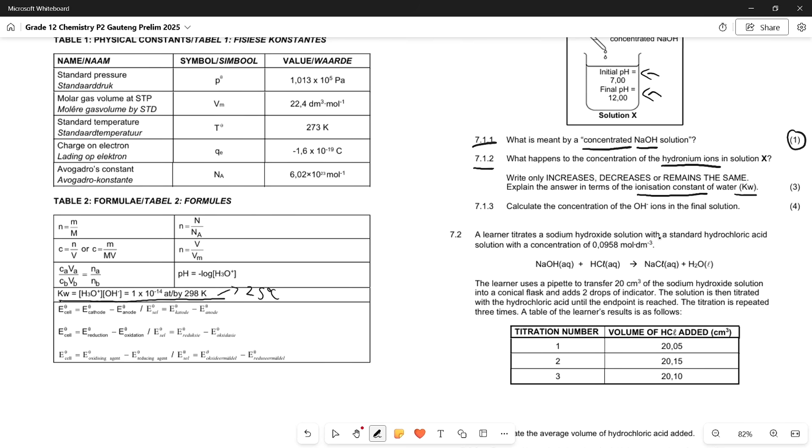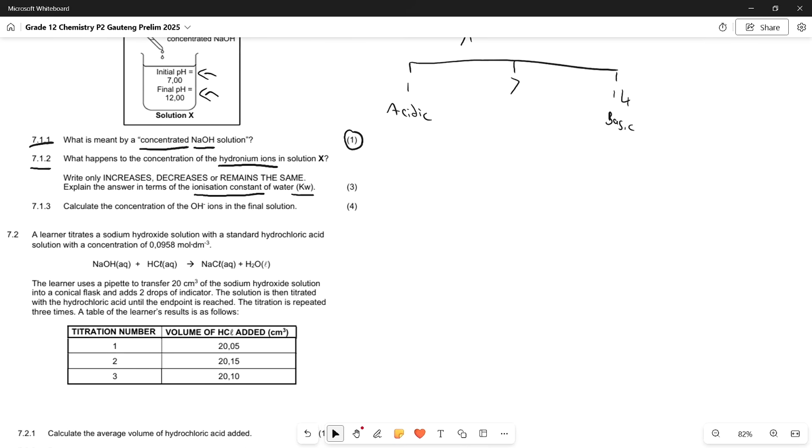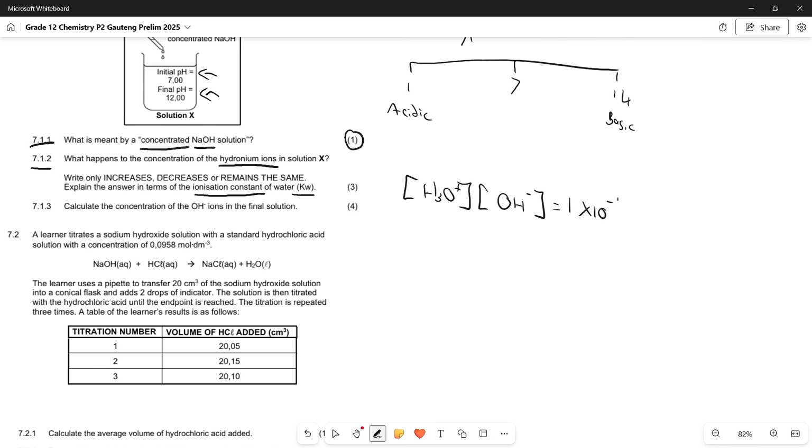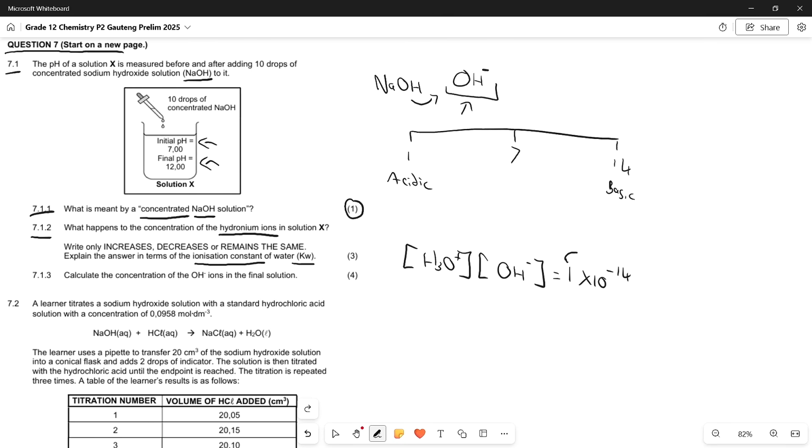So this is just room temperature over here, but what this means is that we have to use this 1 times 10 to the negative 14 in our answer, because if we set up this equation over here, we have the concentration of H3O plus ions multiplied by the concentration of OH minus ions, and that equals 1 times 10 to the negative 14. And what happens is that the Kw value of water remains constant.